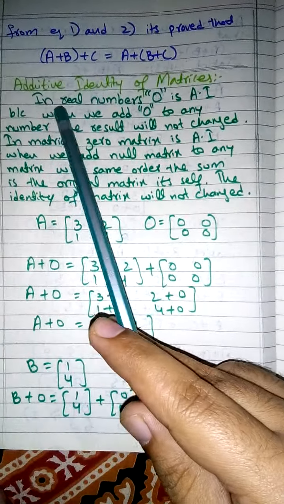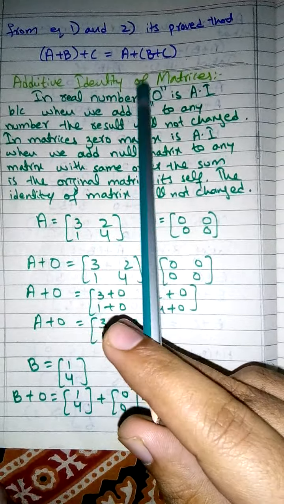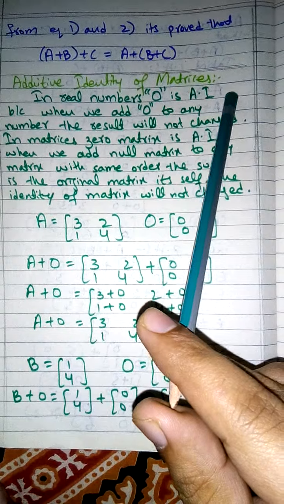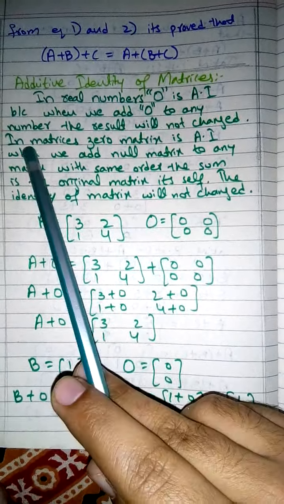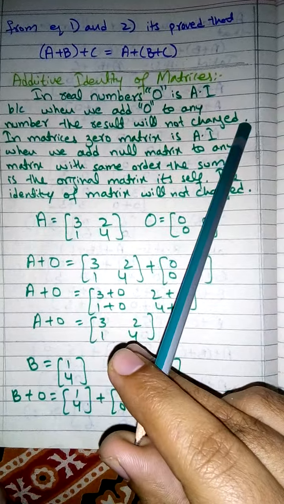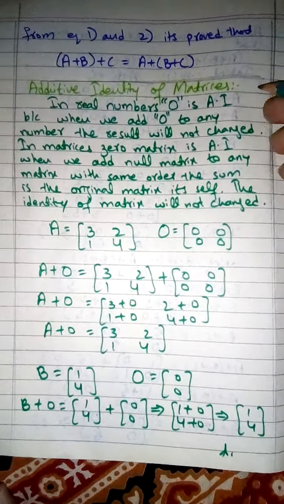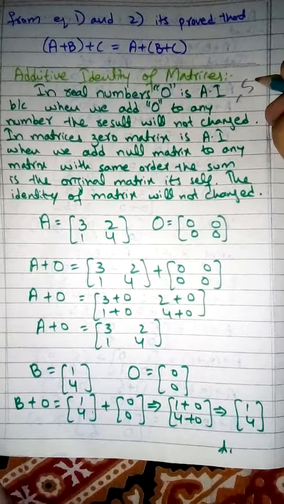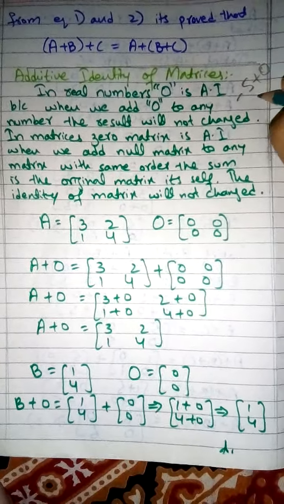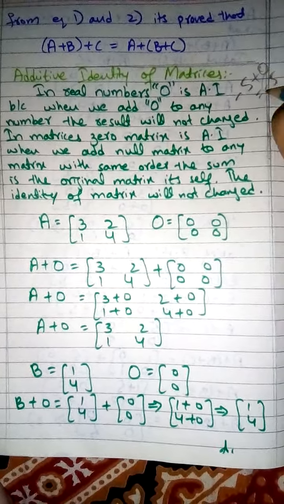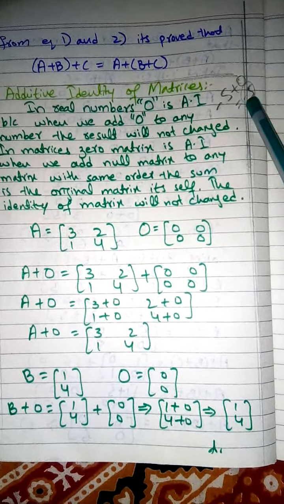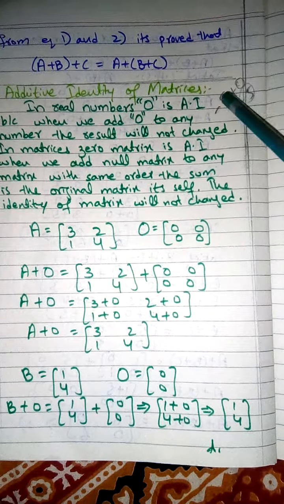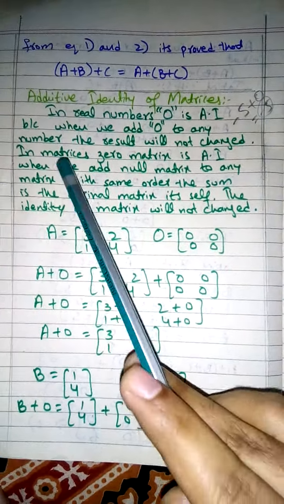According to the definition, in real numbers, 0 is the additive identity. Why? Because when we add 0 to any number, the result will not change. For example, I have minus 5, and if I add 0 and minus 5, I get minus 5 in the result. The identity of minus 5 or negative 5 will not change. So 0 is the additive identity.